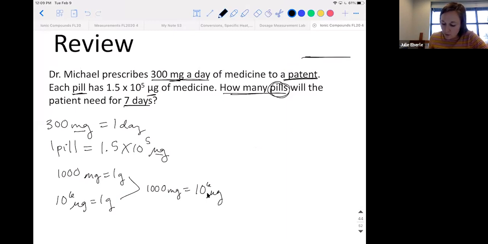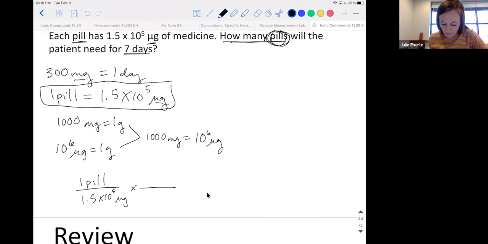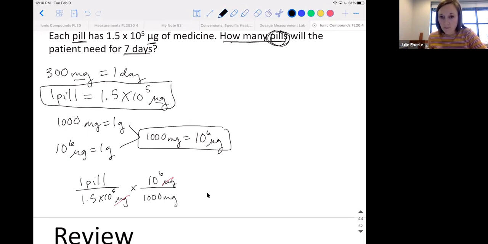So the question says how many pills? That's what I want on my answer, units of pills. So I'm going to pick the relationship that has pills in it. If you didn't do it this way, that's fine. But here's how I'm going to do it. So 1 pill on top, 1.5 times 10 to the 5 micrograms on bottom. I want to cancel micrograms because I don't want micrograms in my answer. So the way I can do that is with this relationship. It's the only other relationship that has micrograms in it. I'm going to write this with 10 to the 6 micrograms on top so that micrograms cancel. And I'm going to write it with 1,000 milligrams on bottom.